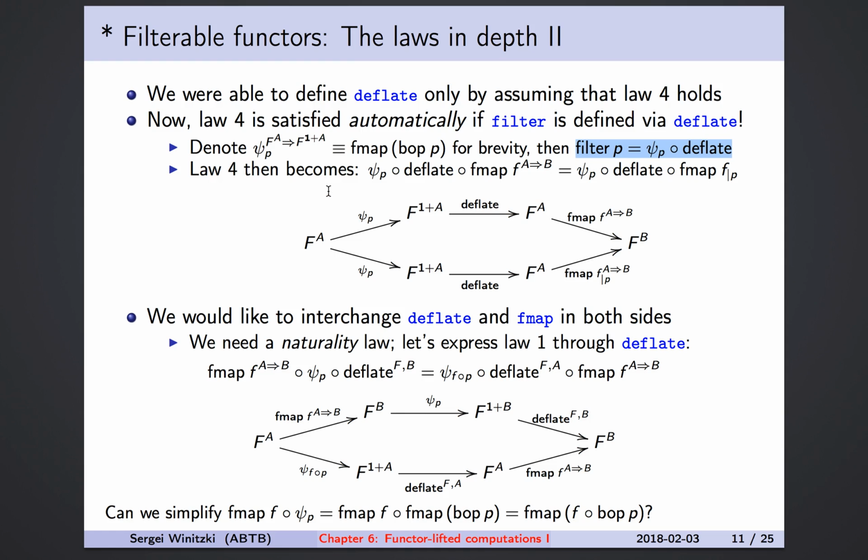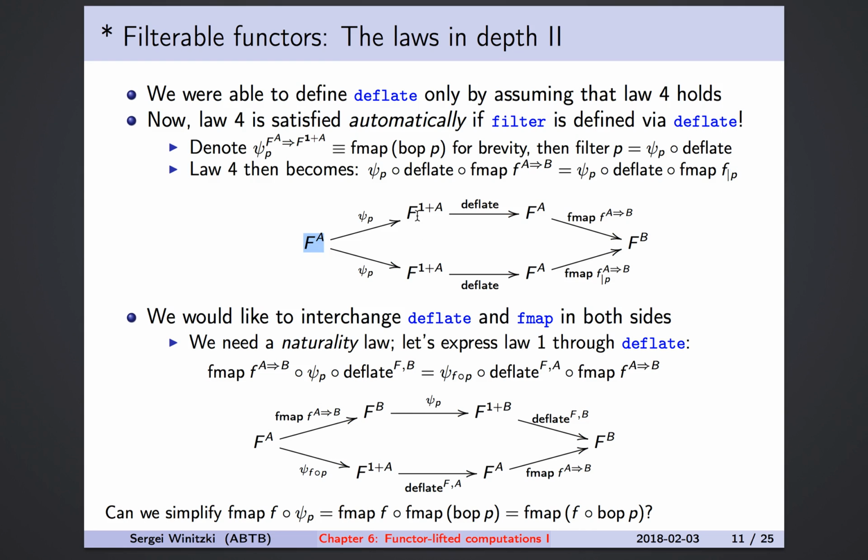Let us now write law 4. In this notation, expressing filter through deflate, law 4 looks like this. It is the partial function law. So if we first filter, which is this composition, and then we apply a map with some function, it's the same as we first filter and then apply the partial function map, where the partial function is defined as the same function as f, except it's only legal to pass values that satisfy the condition p. Let us use this type diagram, the function type diagram, as I call them, to visualize this law.